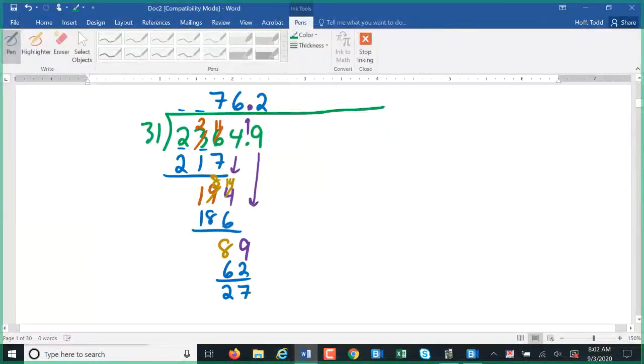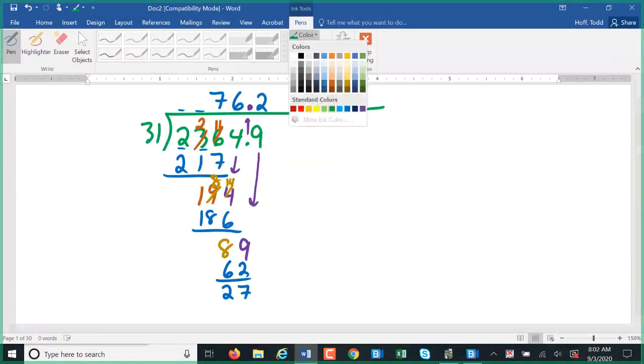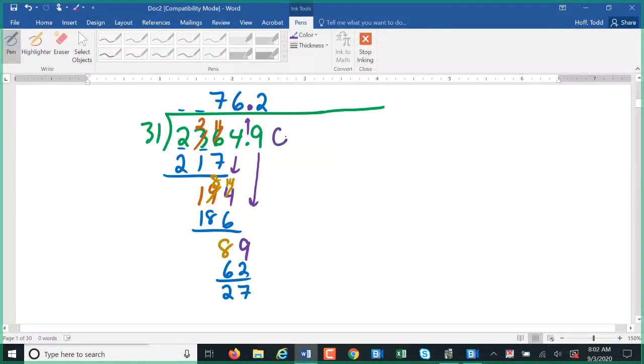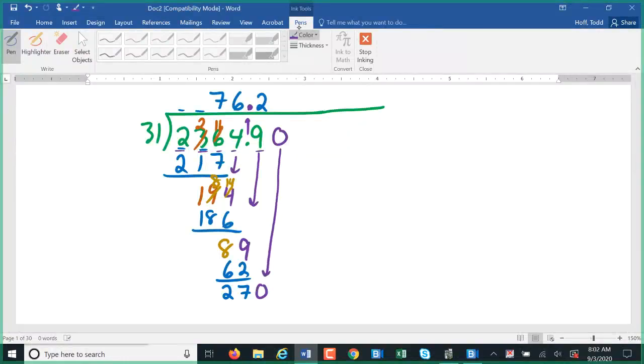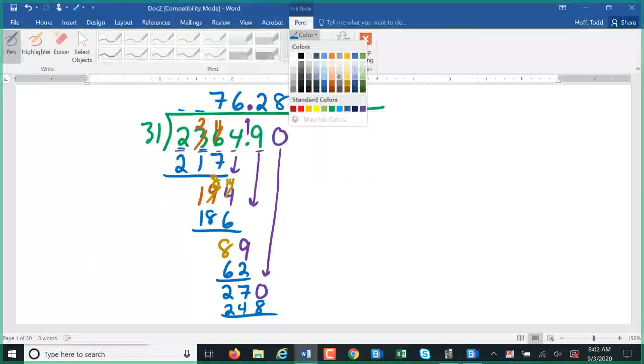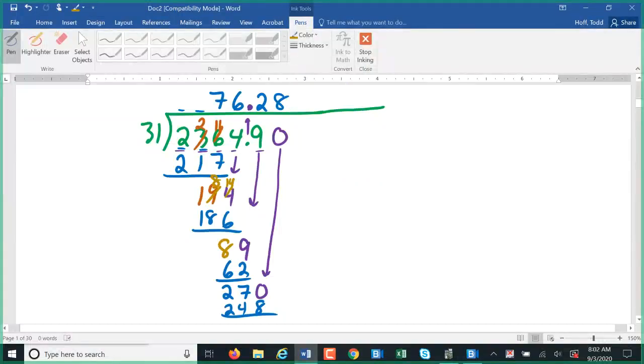Now, it looks like we're done because there's no digits left, but when we're after the decimal point, we can add more zeros and it does not affect the result. That 0 is after the decimal point. It does not change the place value of any of these other digits. So I can add it and it doesn't make a difference. So I'll add that 0 and bring it down. 31 into 270 goes 8 times. 248. We will subtract there to get 22.